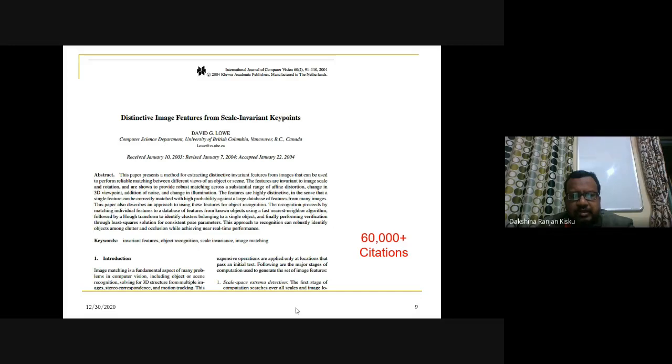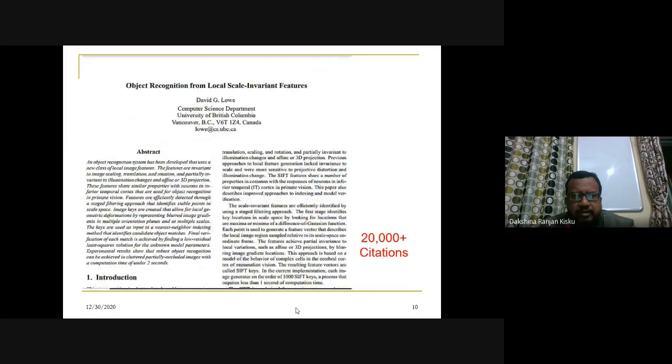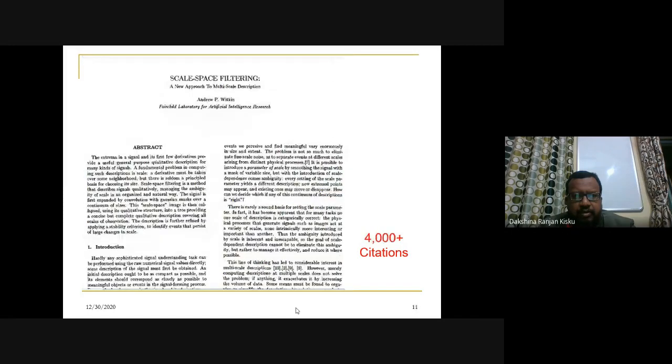So basically, this work was a game changer in computer vision, because based on this work, many thousands of works have been developed. And those works have been used in biometrics authentication, surveillance systems, image recognition, image stitching, and 3D image recognition. So all such works have used this SIFT descriptor. So these two papers are the most influential papers until now.